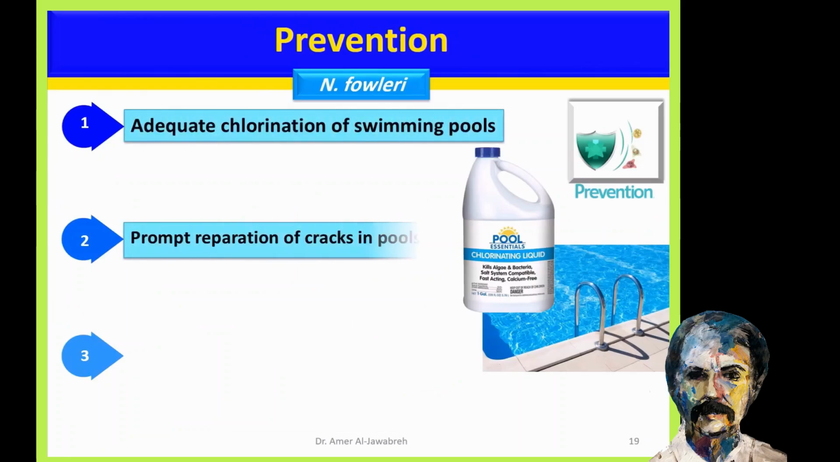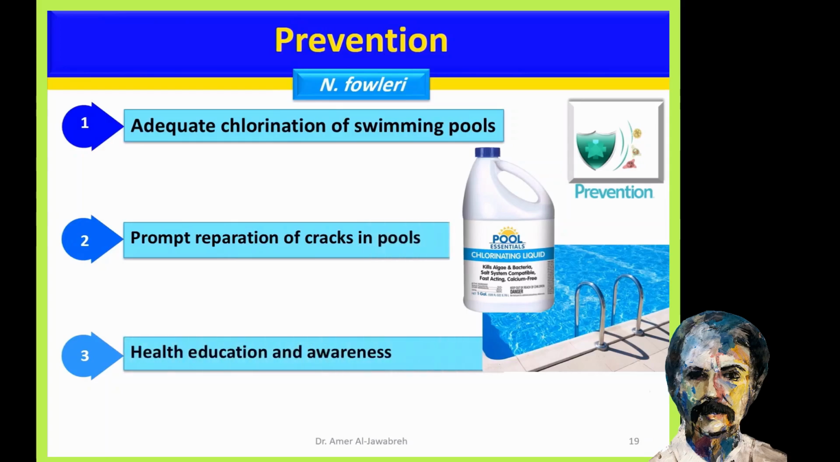Prevention. How do we prevent this? We lack full understanding about this parasite. Therefore, we think that you should have good chlorination of swimming pools. Swimming pools should be chlorinated properly. That's one. Prompt repair of cracks in pools. If you have lots of cracks in the walls of the pool, you have to repair and renovate them. And most importantly, health education and awareness. But as I told you, there is still no full understanding of this parasite because it's rare.